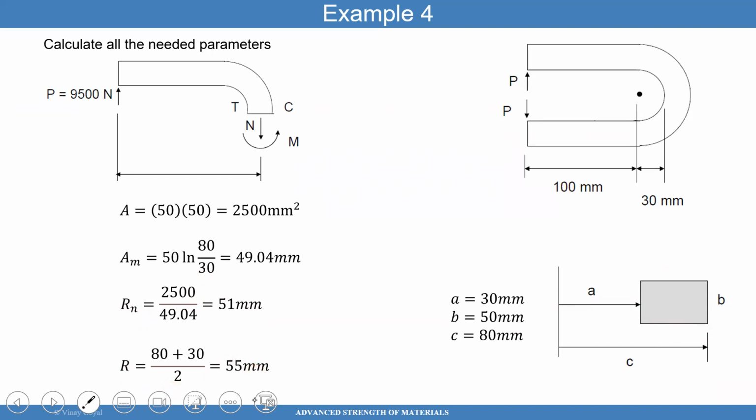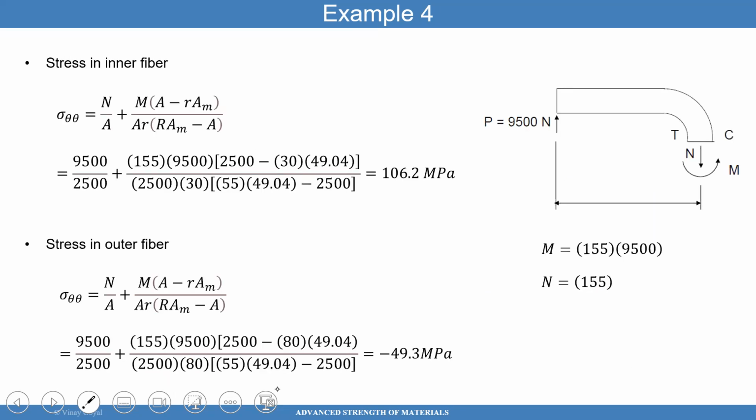That's 55. And I think I made a mistake. B here in this case is a width, 50, while C is the outer radius. My bad, correction. But 80 plus 30 is 110, divided by 2 is 55. Now I have all my parameters defined. I can now calculate the hoop stress just using this simple formula.